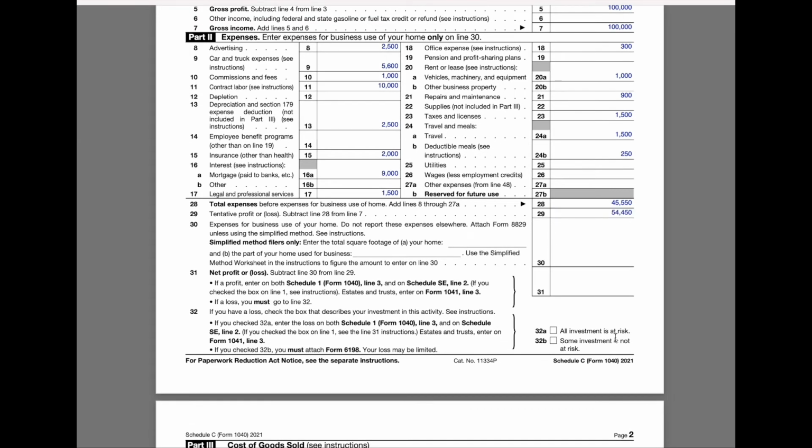Line 30 is where you would enter the expenses for the business use of your home. So this is the holy grail of passing through non-deductible personal expenses to your personal return. To claim the deduction, you would use Form 8829. There are two different forms for reporting this kind of deduction.